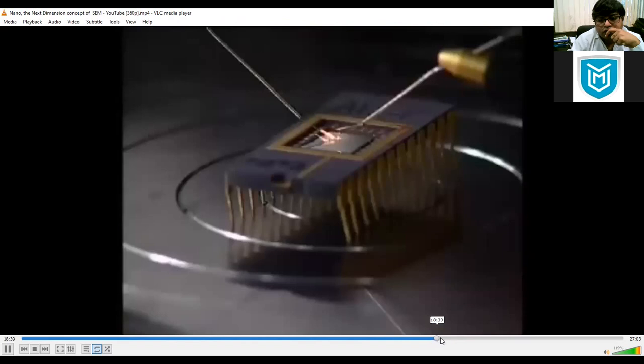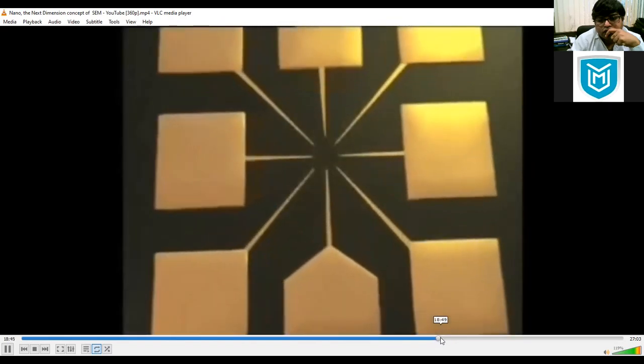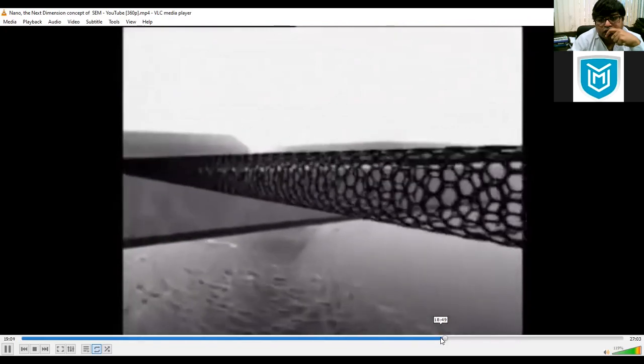Tail of the nanotube. Here, one of the nanotubes is in contact with the electrodes and carries electrical current almost instantaneously.